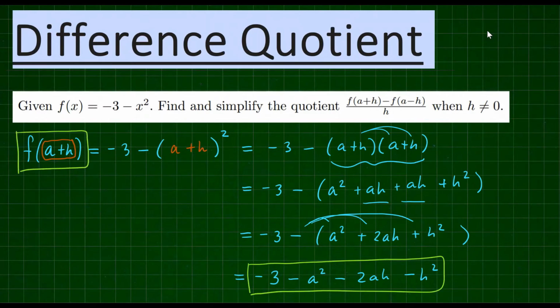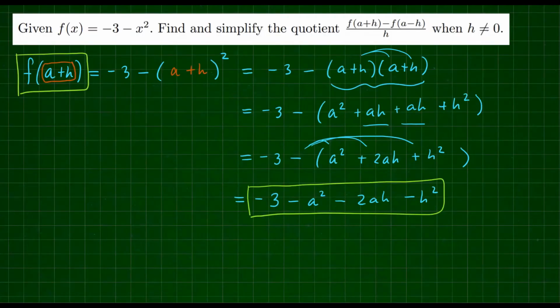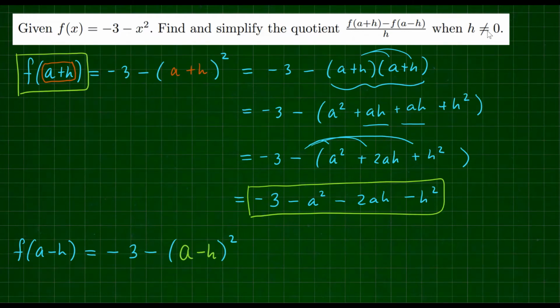Now we're going to find the expression for this piece right here, f of a minus h. We'll do the same thing. We'll plug in a minus h into x and then expand and simplify. So f of a minus h, again, we plug a minus h into x. So that's -3 minus x squared. Now x is going to be this expression, a minus h. Oh, this color is not visible, let's use that. So a minus h is now replacing x. And then we do the same thing. We expand it out just like the previous expression.